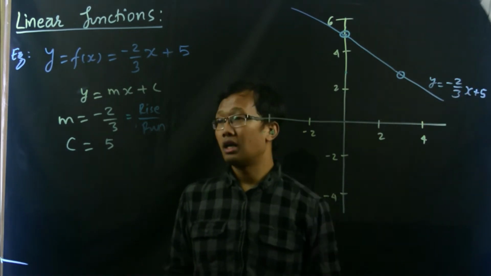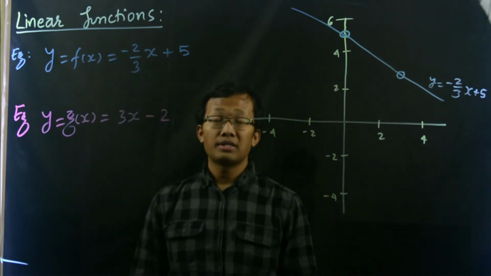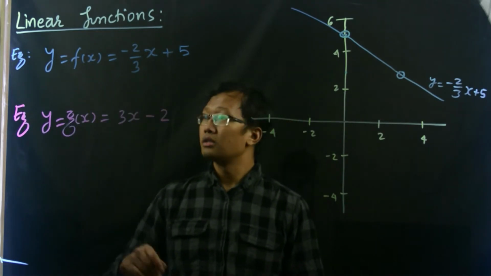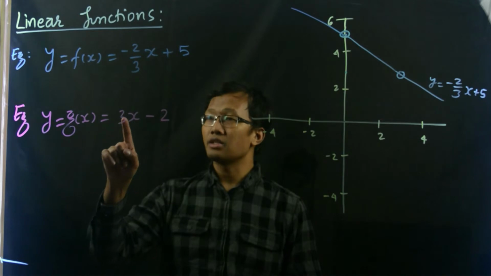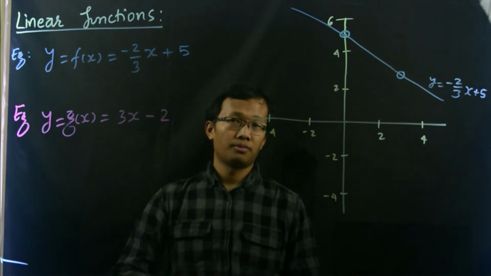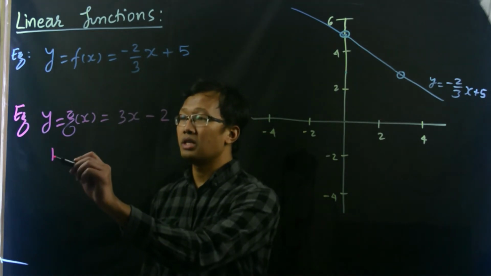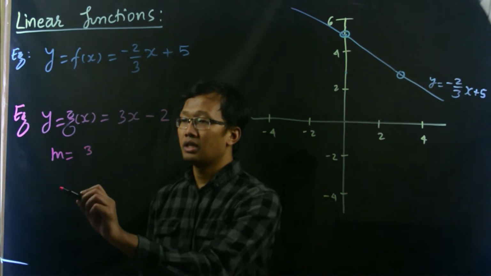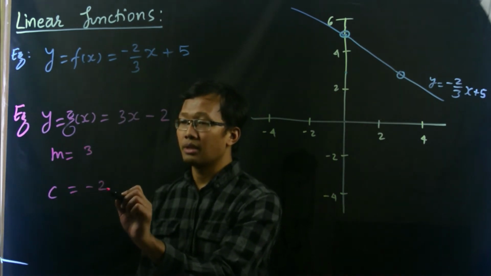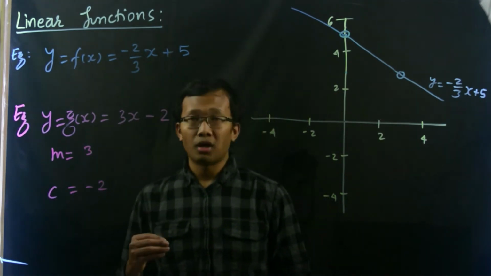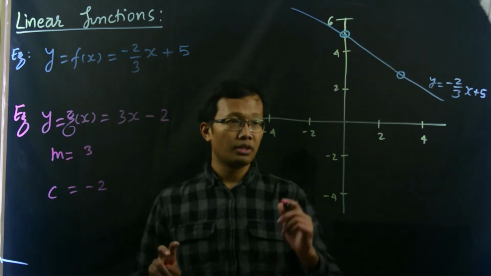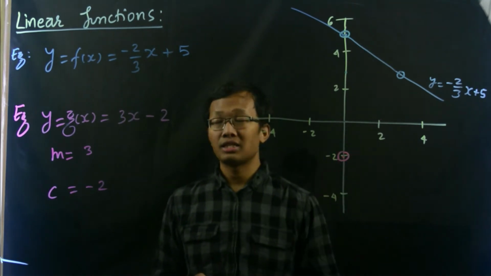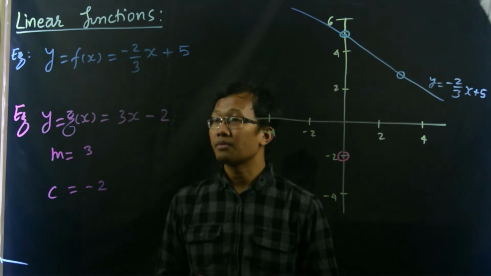Now let's take another linear function and graph it. It is y equals g of x equals 3x minus 2. Again, the slope is m equals 3 and the y-intercept is negative 2. So let's plot c equals negative 2. It should be somewhere here. That's c equals negative 2 for g of x.